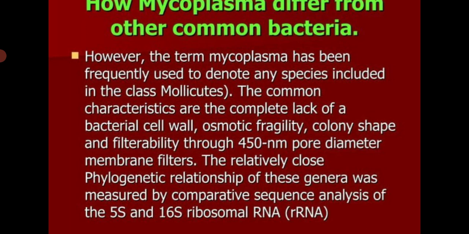However, the term mycoplasma has been frequently used to denote any species included in the class Mollicutes, or soft-skin organisms. The common characteristics are complete lack of a bacterial cell wall, osmotic fragility, colony shape, and the ability to filter through a 450 nanometer pore filter. In their phylogenetic relationship, when we study the 5S and 16S ribosomal RNA, their sequence is similar to bacteria.